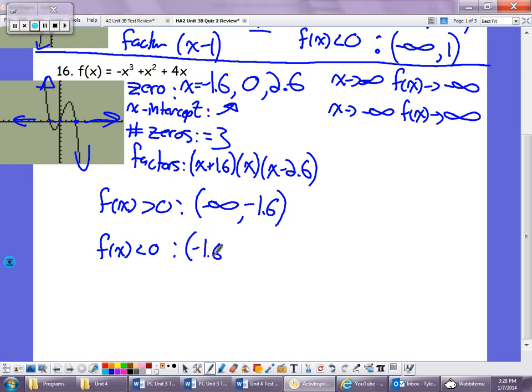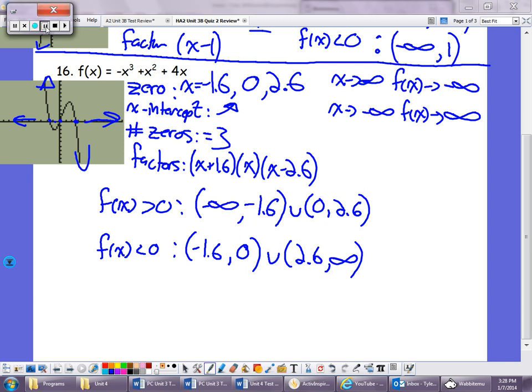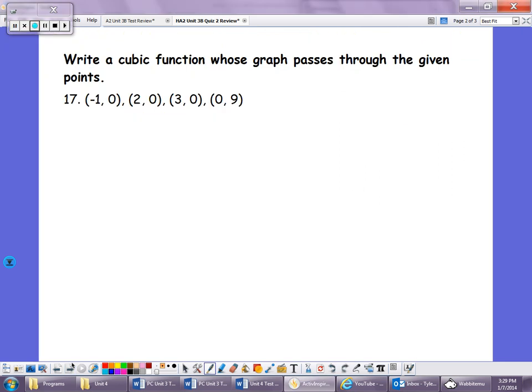And then from negative 1.6 to 0, I'm down below the x-axis in here. And then from 0 to 2.6, I pop above, so I'm going to write union 0 to 2.6. And then again, from 2.6 to infinity, I am below the x-axis. All right? And if you were doing increasing, decreasing intervals, it's really the same idea, except rather than going to your zeros, you would go to your changes in direction. All right? So that's it for those two problems.